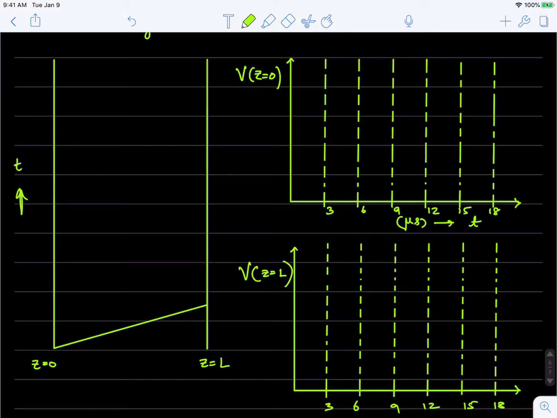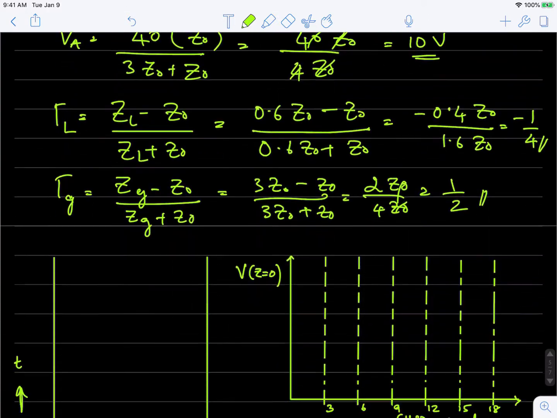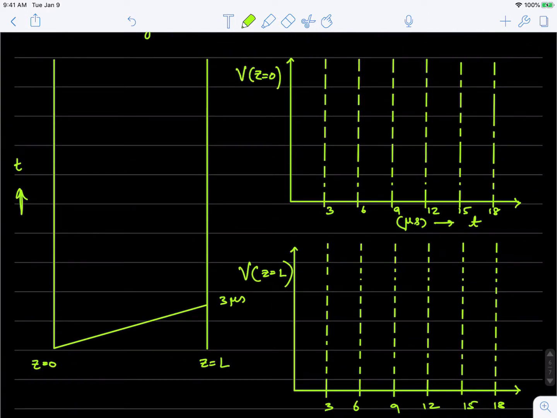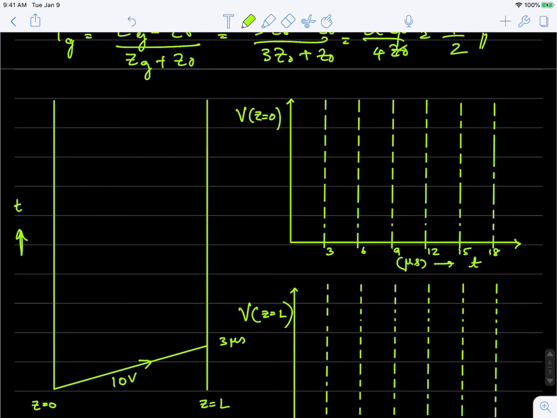Now we know that the time taken for the signal to go from 0 to L is about 3 microseconds. Why? Because that is what has been given to us in the beginning. So what is the signal strength then? This is called 10 volts, and it's going in this direction. Now once it hits the load side, it gets reflected back by minus 1 by 4th. So the signal that is going to come back here is going to be minus 10 by 4.